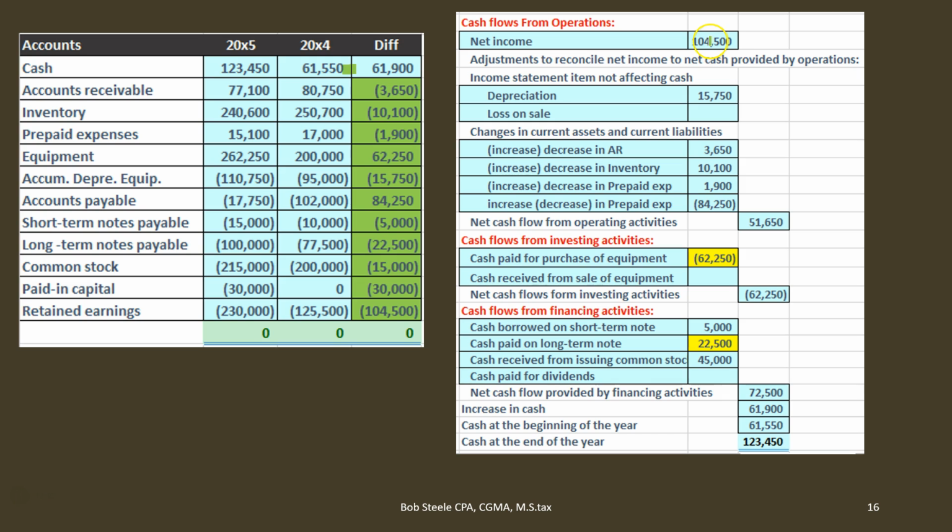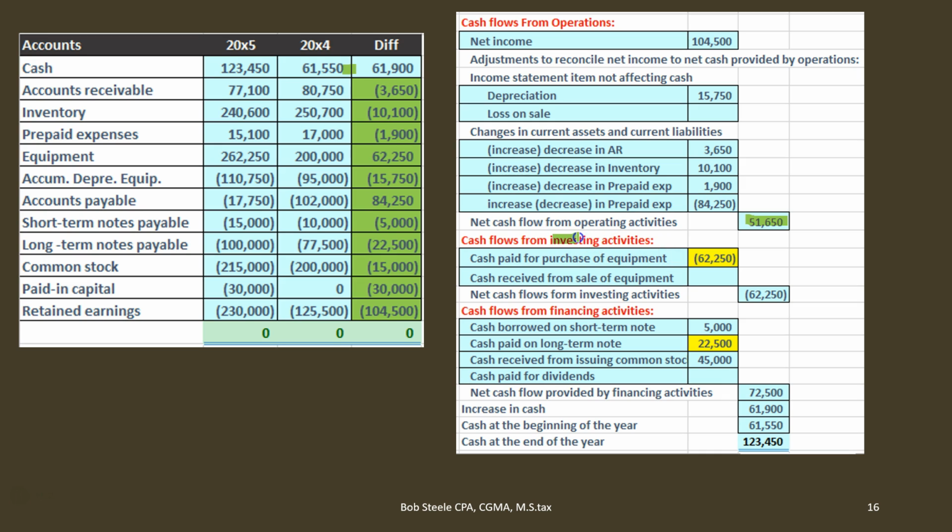We got the net income. This is the cash flow from operations. Net income plus this, minus this adds up to this 51,650. That's the cash flow. That's how much cash we have received from operations. If it was a negative, we would have cash used from operation.